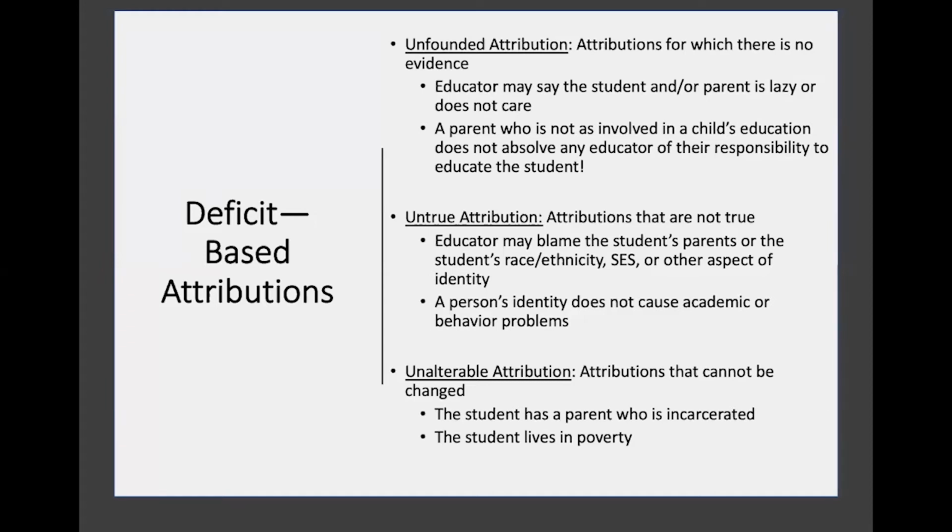And then finally, the deficit-based attribution that we see so much of are the unalterable. There are obviously circumstances and events in children's lives, in the lives of families, that we can't change, that we can't fix. If a student is living in poverty, we can't change that as educators in the building. If a student has a parent who is incarcerated, we can't change that in the building. What's important about unalterable attributions is we can acknowledge that and be clear that we are still not absolved of our responsibility to serve and support that student.